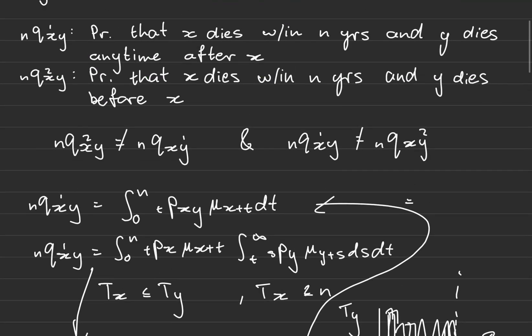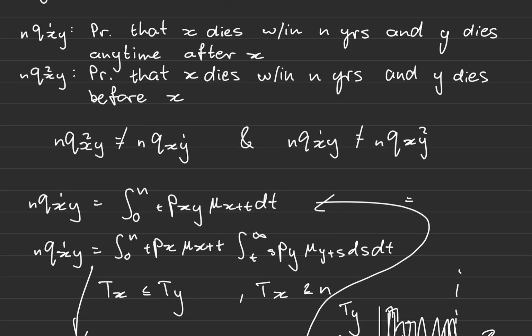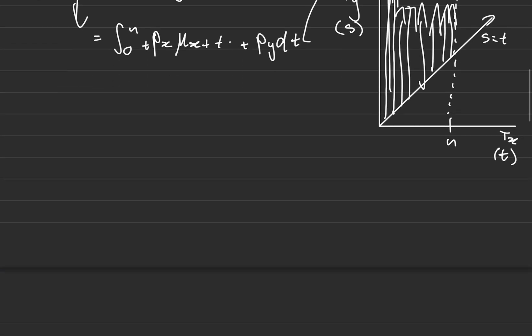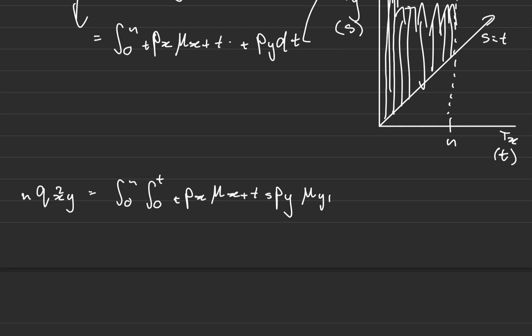Okay, now let's deal with nqxy, where X here is the second to die and X dies within n years. Okay, so similar logic here. I'm going to write out the double integral and I'll explain how it works. So it's from 0 to n, and then from 0 to t, tpx mu x plus t, spy mu y plus s ds dt.